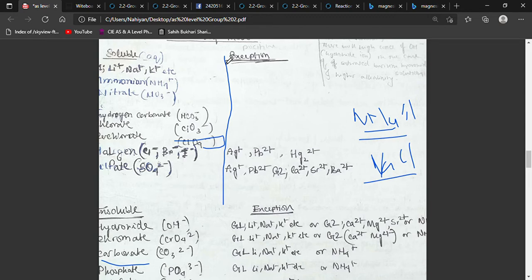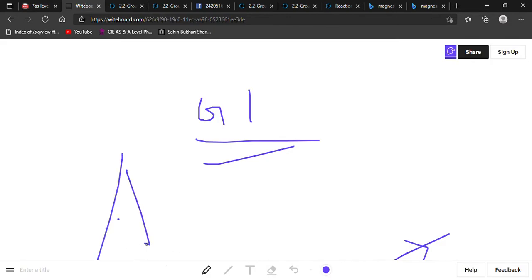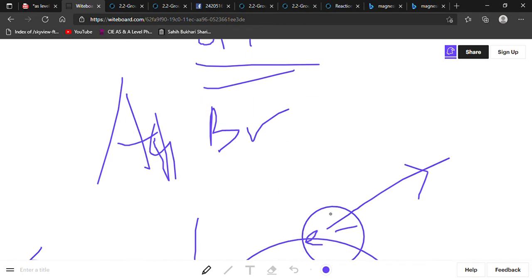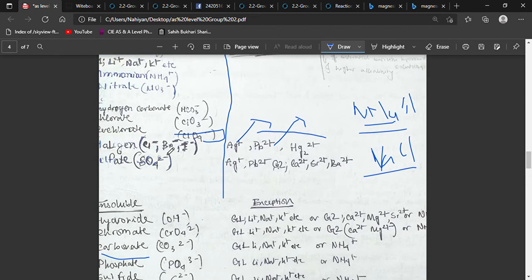However, it has some exceptions. For instance, silver, we have lead, and we have mercury. So these are the exceptions. It can be that Ag and Br, and that should be insoluble. So that should be solid. You can write aqueous for the others. So moving on, all sulfates are soluble.